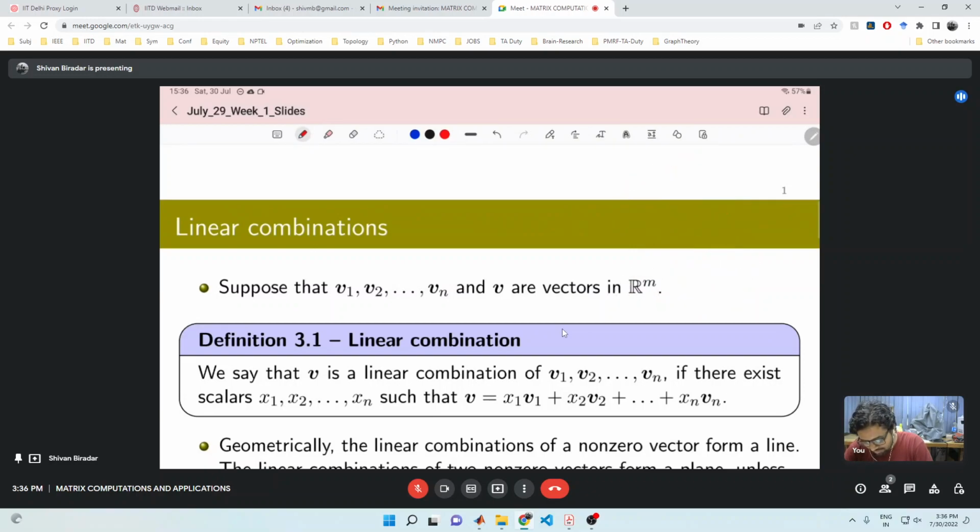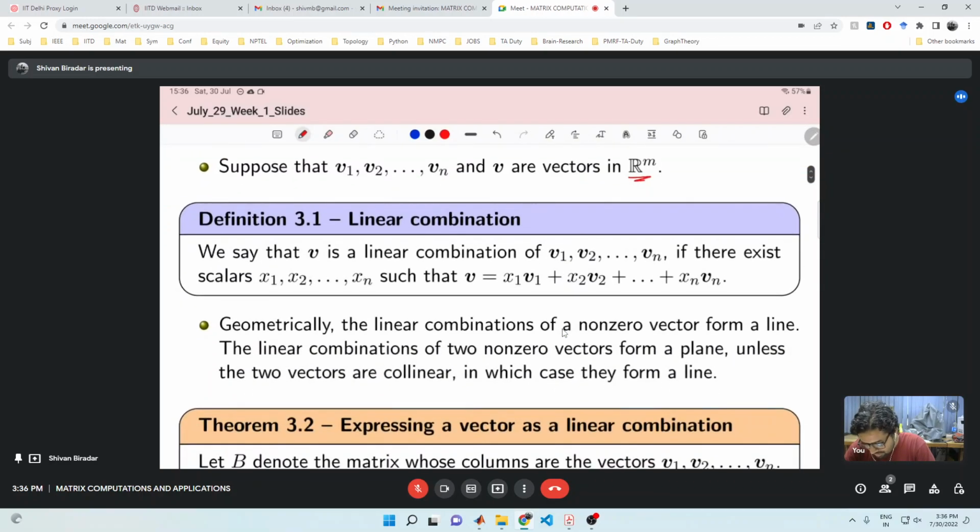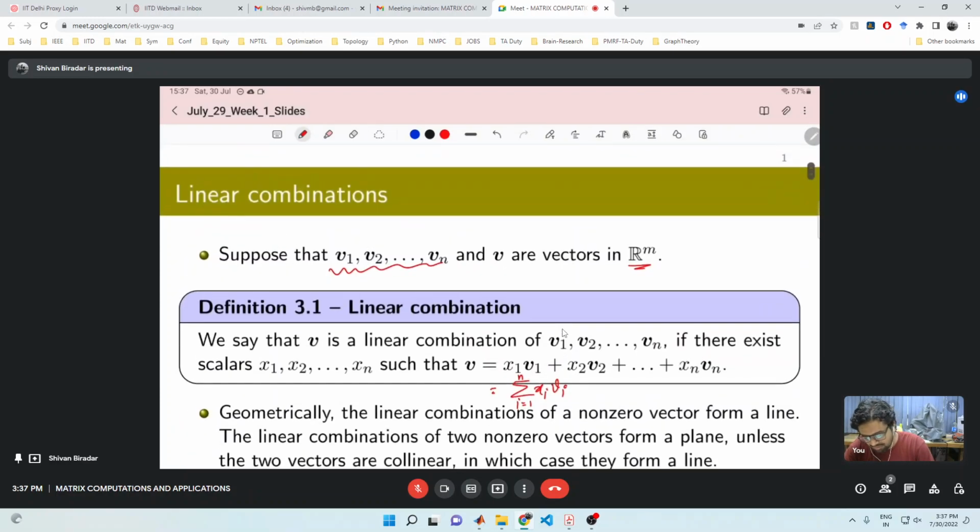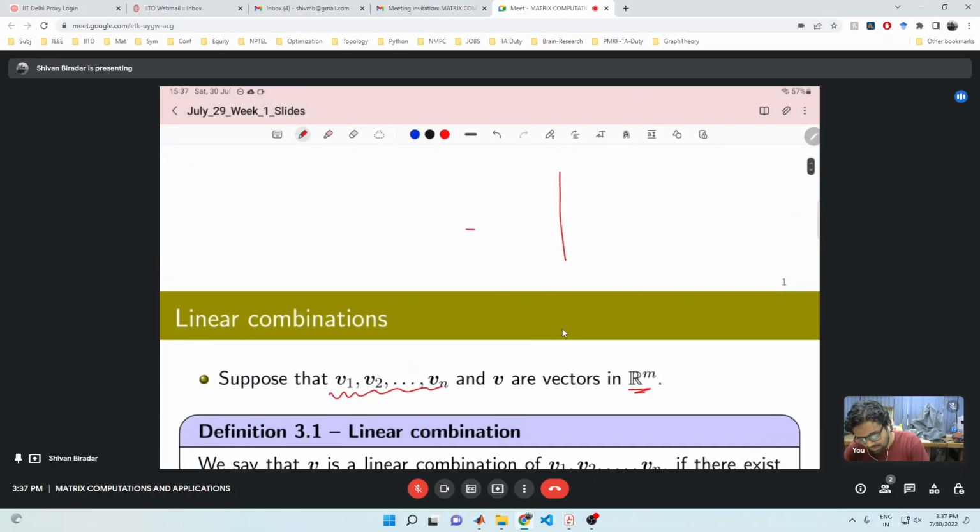So let us consider we have n vectors in R^m space. We say that v is a linear combination of v1 to vn if there exist scalars x1 to xn such that v equals the summation of xi vi for i equal to 1 to n. So basically, let us say that we have a space R^2.